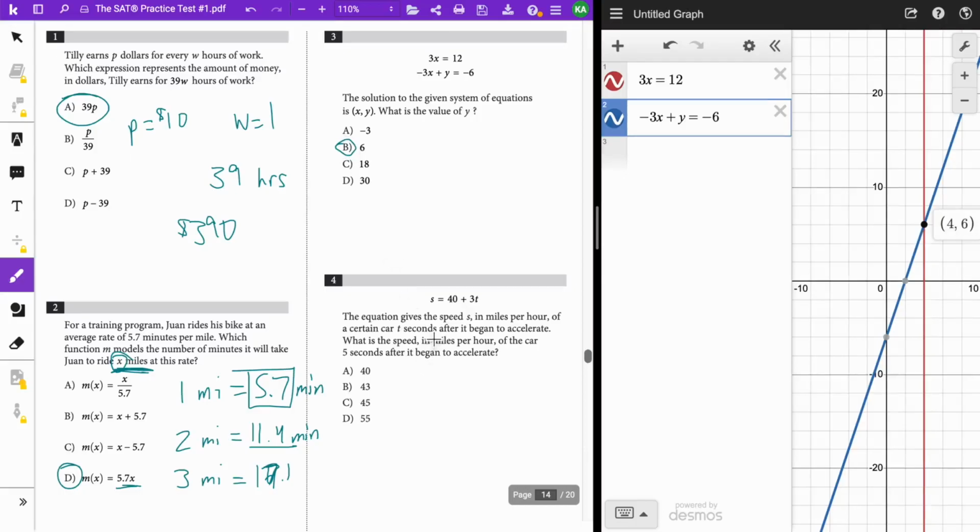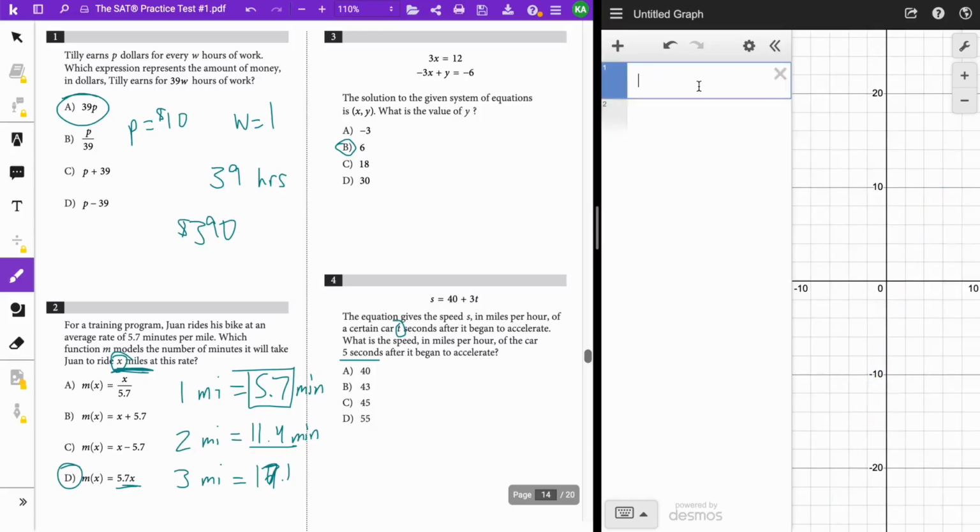Number 4: here is an equation that gives the speed s of a certain car t seconds after it begins to accelerate. What's the speed, in other words, what's the s value when we're 5 seconds after starting to accelerate? Well, that's the t value, so t is 5. We just plug 5 in for t. It's 40 plus 3 times 5, which is 55. And we get an answer of D.